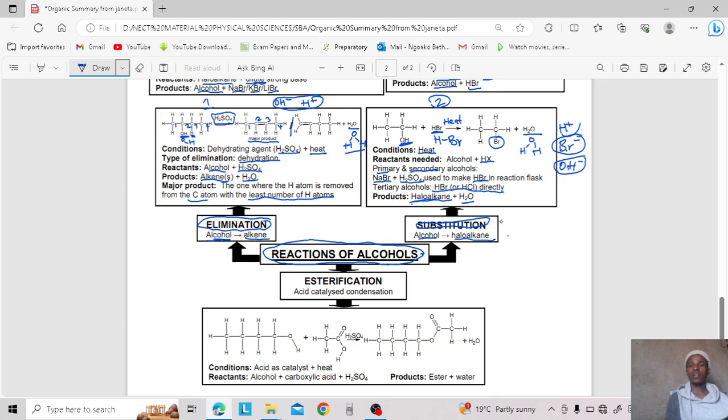Right, the last one, we have esterification, the acid catalyzed condensation. So the alcohol reacts with a carboxylic acid. Right, then this is the alcohol, this is the carboxylic acid.